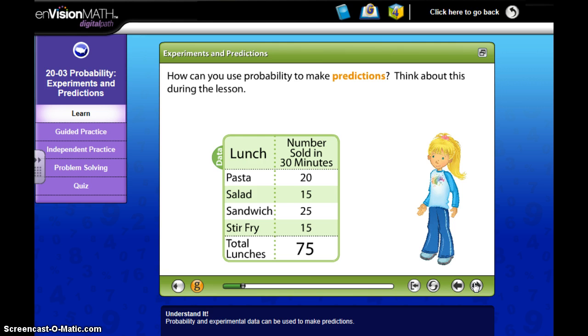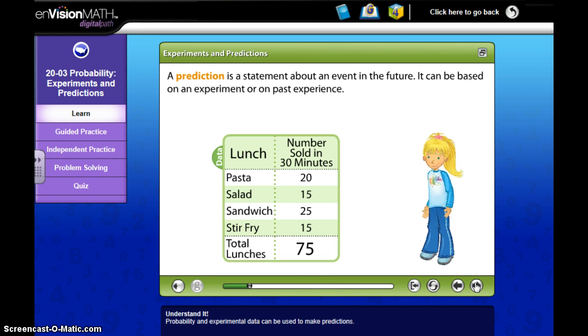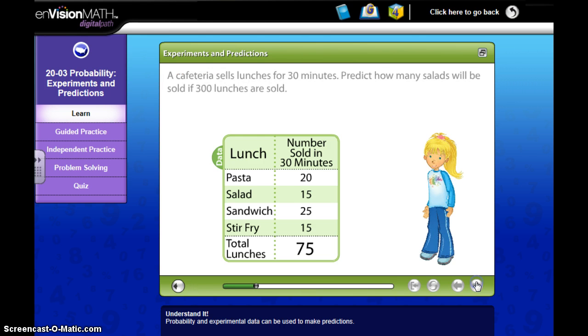And here's how they broke down. 20 lunches of pasta, 15 of salad, 25 sandwiches, 15 stir fries. Okay? So there's our data to work with. Now, a prediction is a statement about a future event, something that you think will happen based either on an experiment or based on just knowledge that you have, past experience.